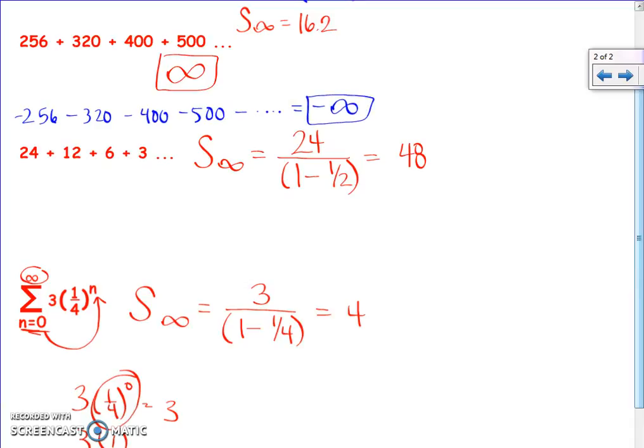Okay, so keep your eye out for situations like that. Okay, they have to be getting closer and closer to 0 in order for us to use the formula. That's good to know. Okay.